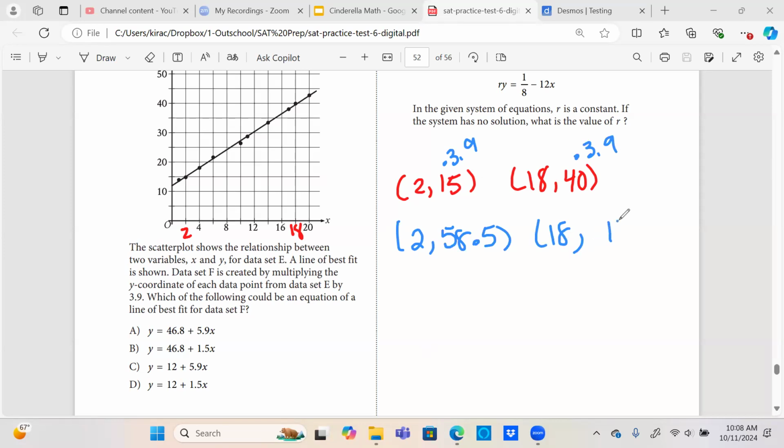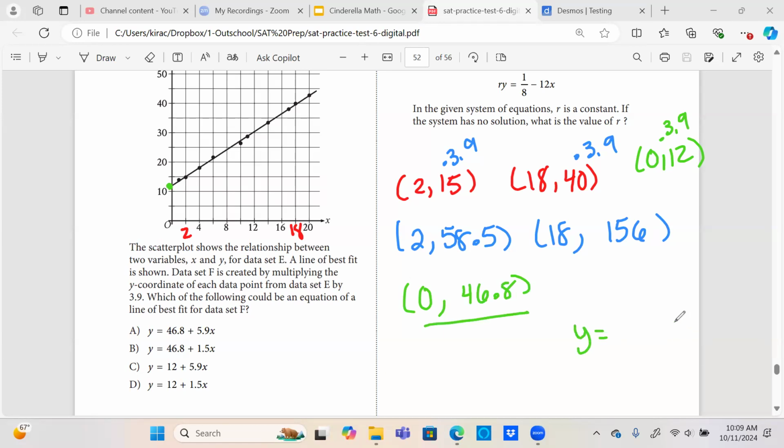And then the 18 will stay, times this by 3.9. That's 156. And then might be a good idea to get the y-intercept. So that looks like it's like 0, 12. So that would now be 0, and 12 times 3.9 is 46.8. So there's our y-intercept. So y equals something something plus 46.8.